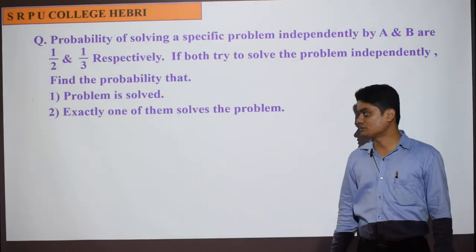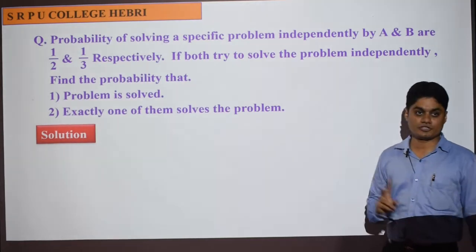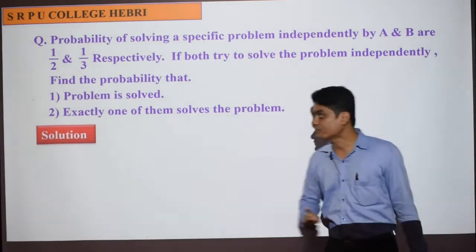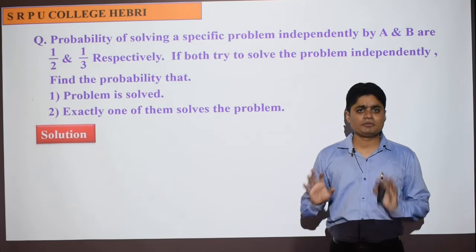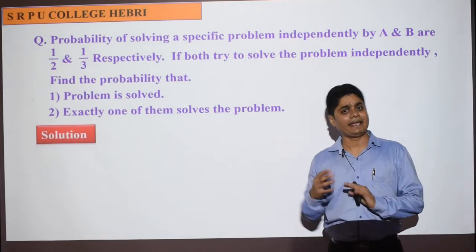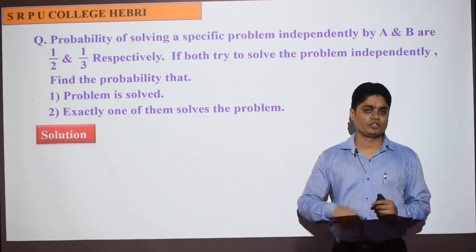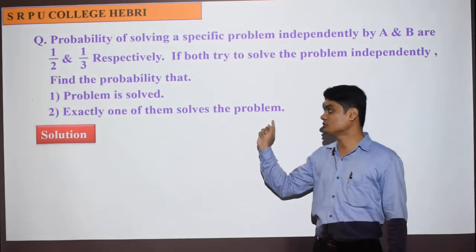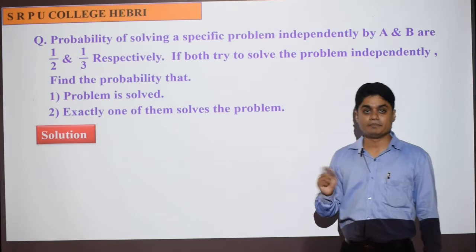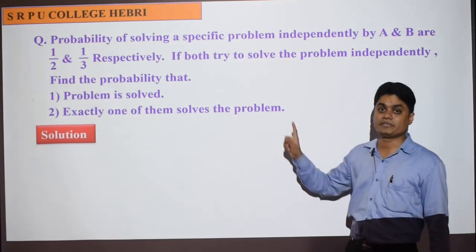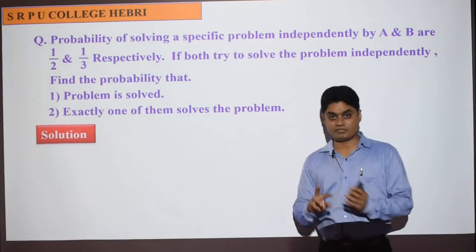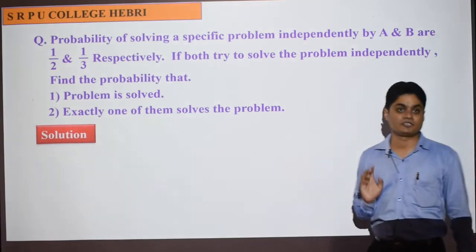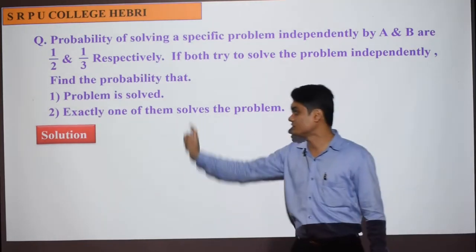Also find the probability that exactly one of them solves the problem. There are two questions to solve under this given data. What do you mean by problem solved? Problem solved here is nothing but either A solves or B solves, so you are going to find the probability of A union B. Exactly one of them solves means A solves, B does not. If A solves the problem, then B does not. Similarly, the reverse: A does not, B solves the problem. That is exactly one of them solving the problem.